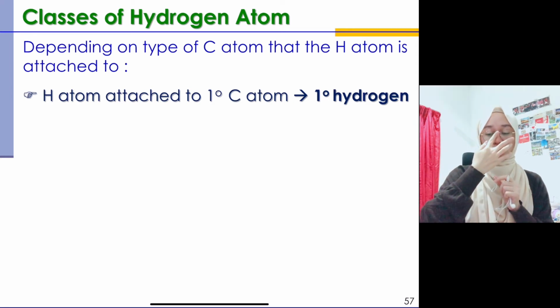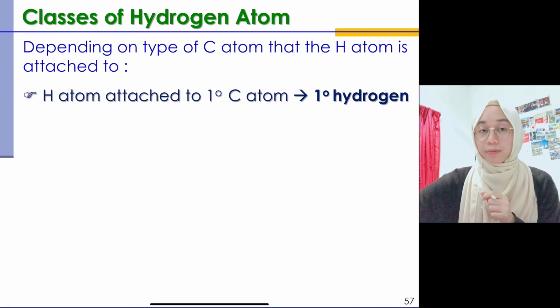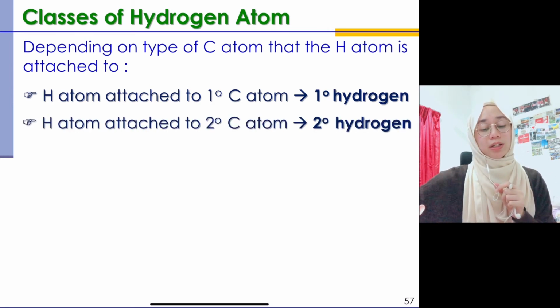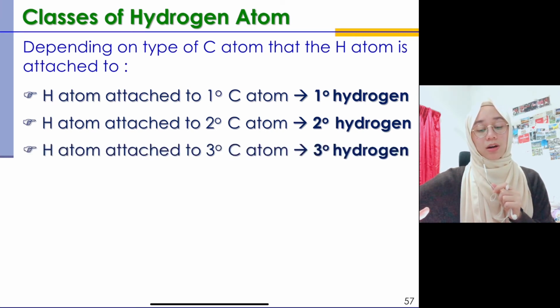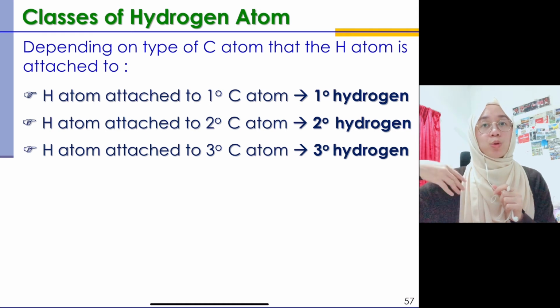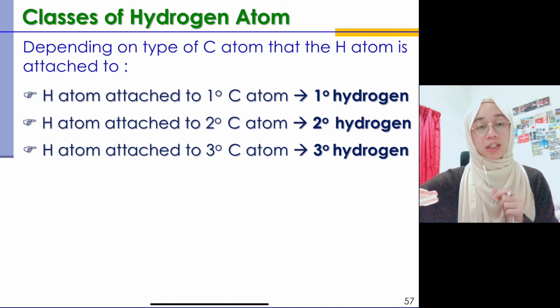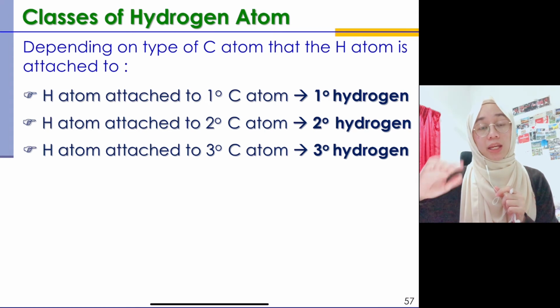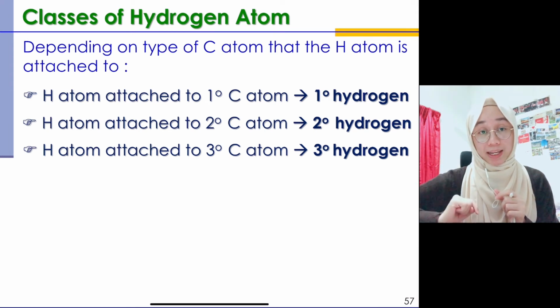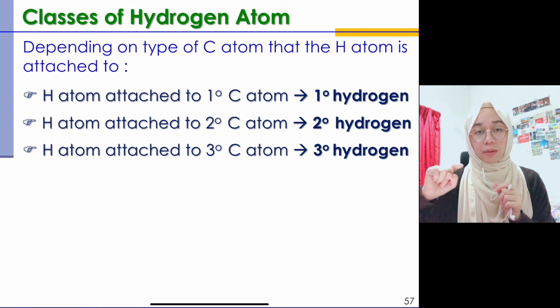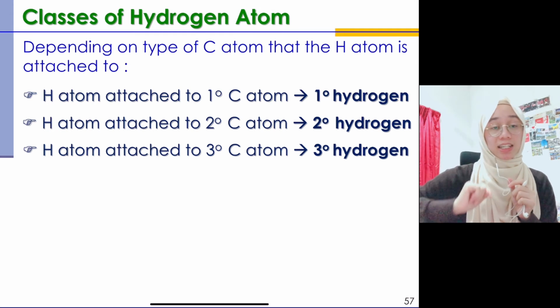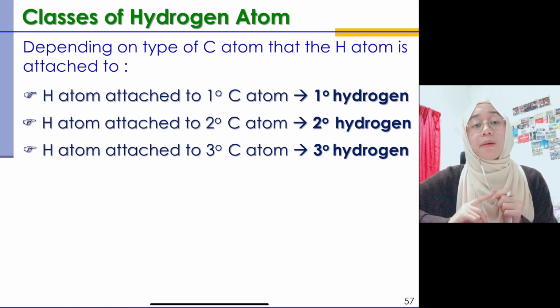Hydrogen atom attached to the primary carbon atom, that is the primary hydrogen. Hydrogen atom attached to the secondary carbon atom, that is the secondary hydrogen. Kalau hydrogen atom attached to the tertiary carbon atom, that is considered sebagai tertiary hydrogen. Jadi, in order for you to classify hydrogen, you first need to classify the carbon yang attached dengan that particular hydrogen. Let's say the carbon adalah primary. Bermaksud hydrogen yang attached dengan carbon tersebut, it is also primary.